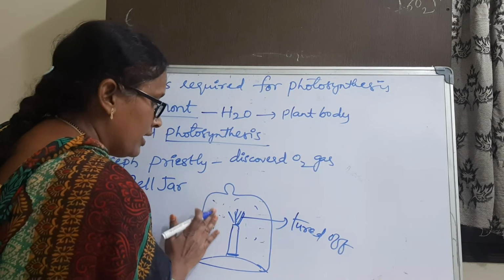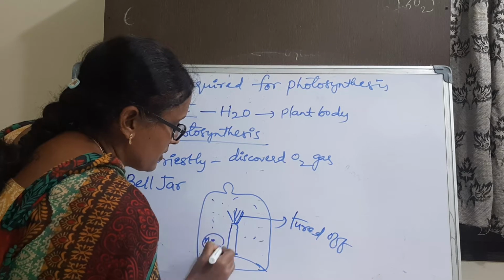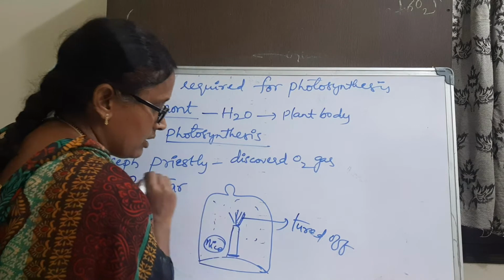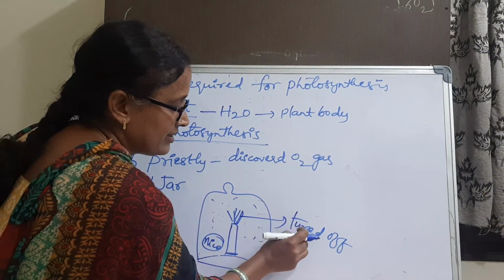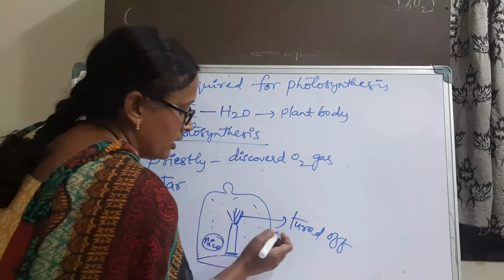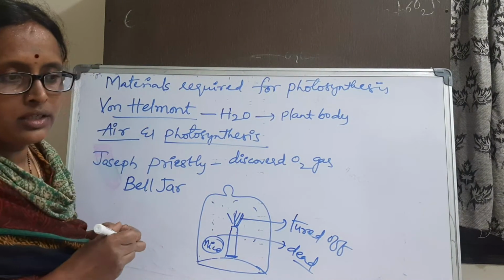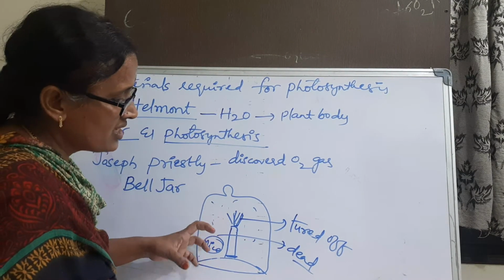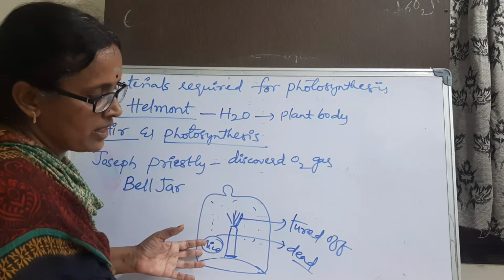And next, in this experiment only, he introduced a small living mouse. When he put this candle, at that time also, after some time it turned off, and when he put the mouse, at that time also he observed that it was dead. What is the reason for that? Due to lack of air, due to lack of oxygen, it leads to the death of this mouse.